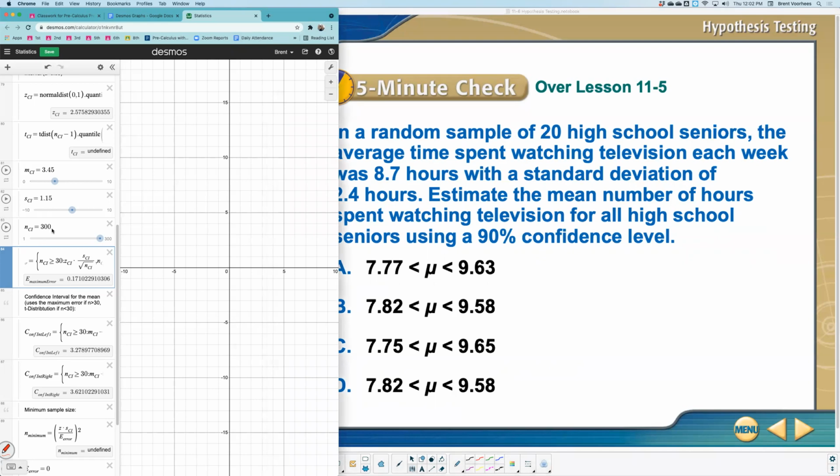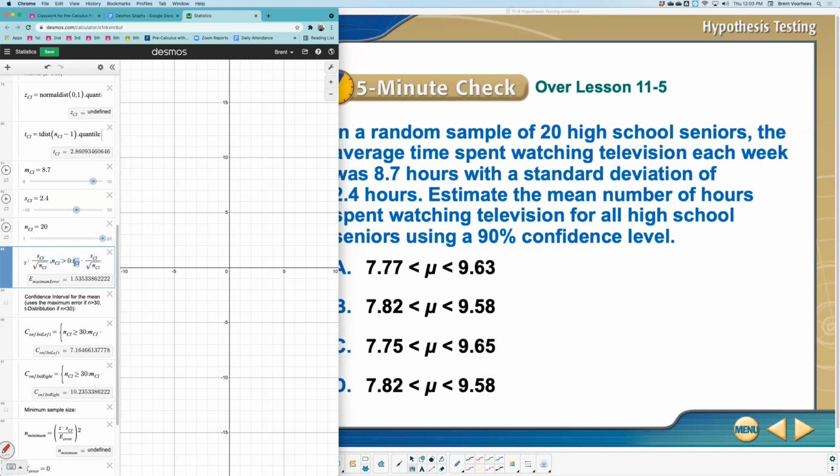This time I'm dealing with 20, which means I'm not going to use the Z-score value or the normal distribution. I would use the T distribution because I'm less than 30. The mean here was 8.7 hours with a standard deviation of 2.4. So given this information, the maximum error is going to be calculated using the T-score value.